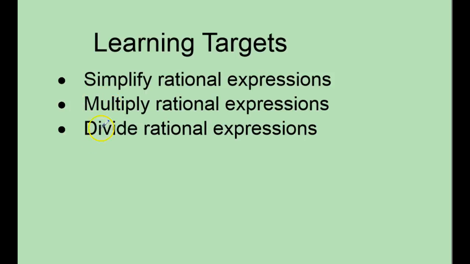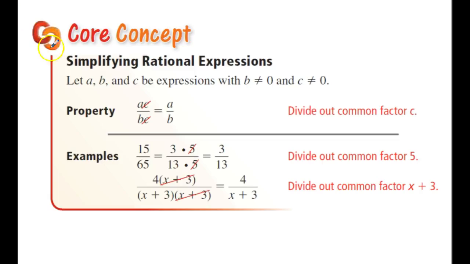But when we do this multiplying and dividing, we're always going to go back and simplify our final answers before we're done. So here's our first core concept. Here's my property when I simplify. If I have a times c over b times c, it equals a over b, because I divide out the common factor. It's the same thing as a over b times c over c, just like when I'm multiplying fractions, I multiply straight across. And I know that anything divided by itself is 1, so those can cancel out. So I'm left with a over b.